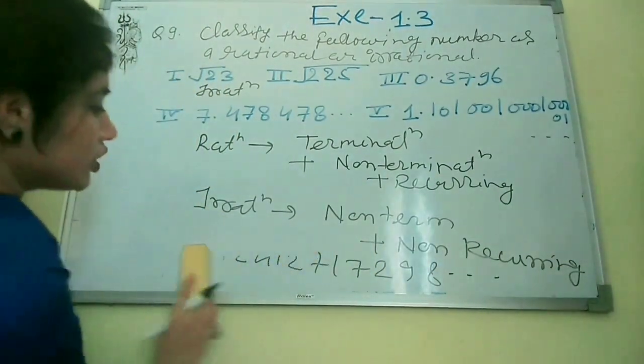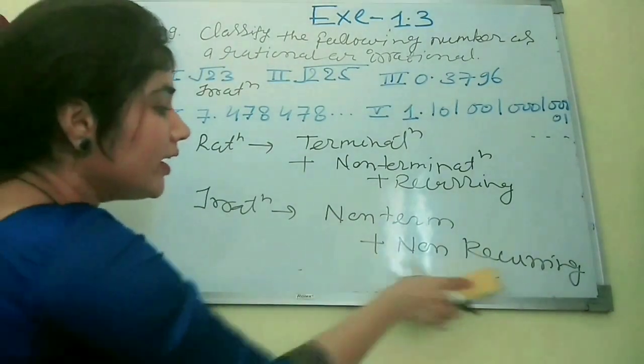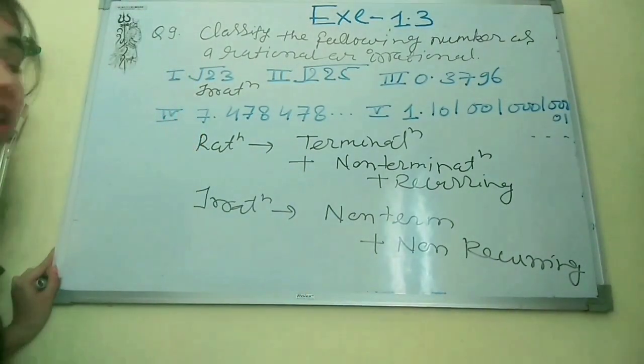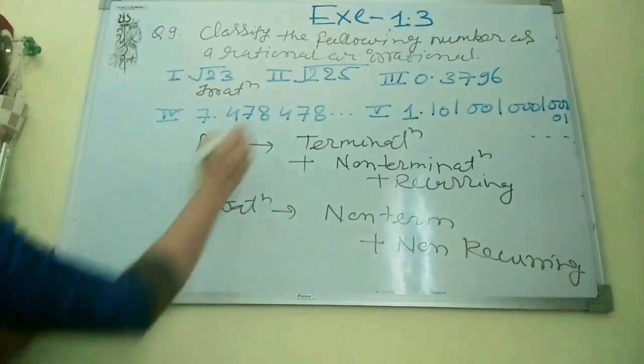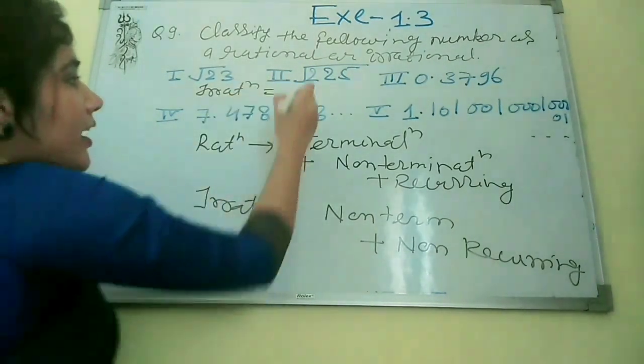Okay, now the next question is 20 to 25. We just break it simply. So what will we get?